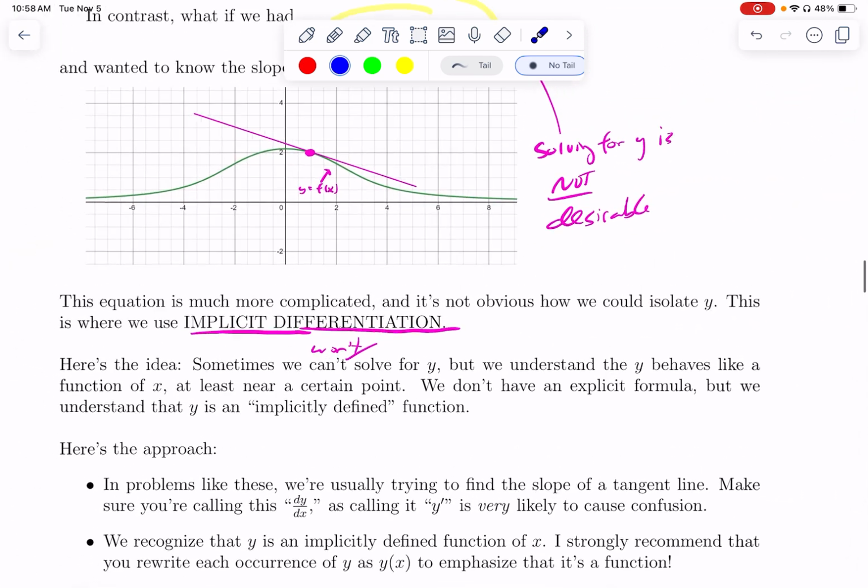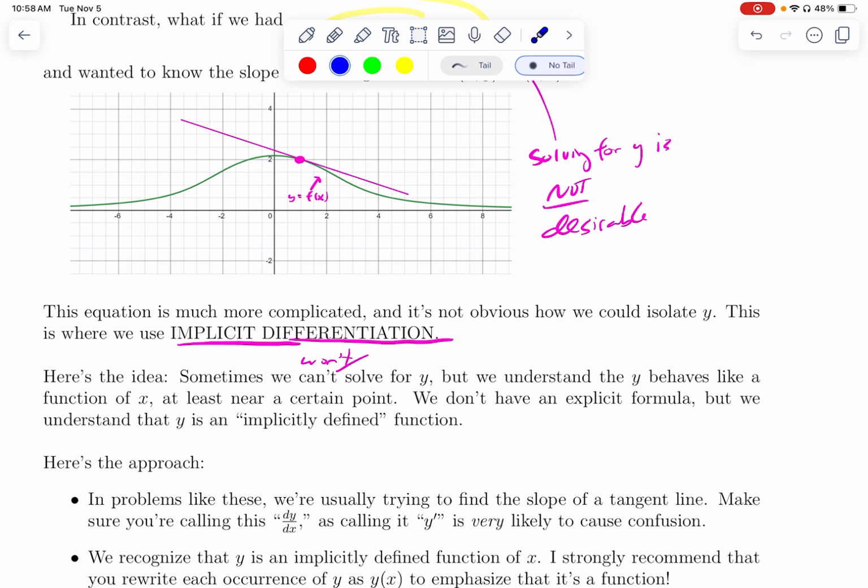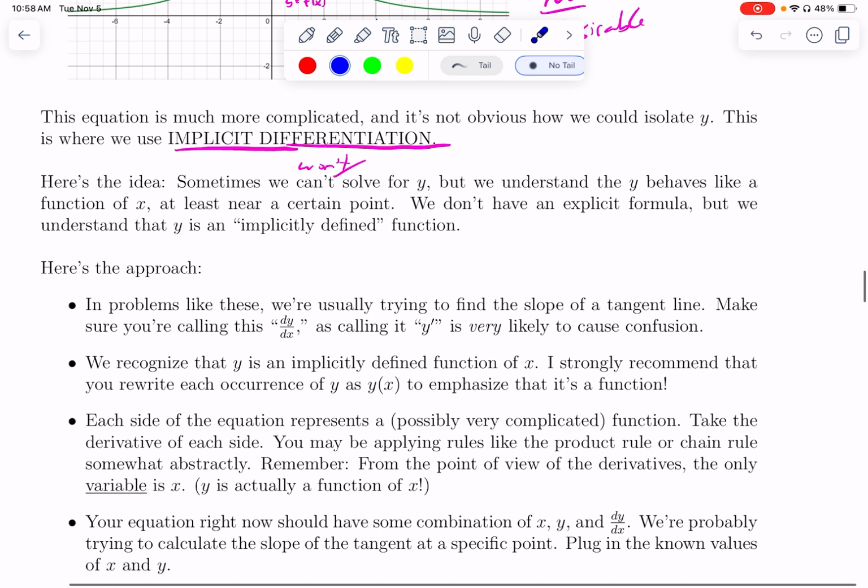So we're thinking of this as what's called an implicitly defined function. We understand that a function relationship is happening. We just don't know its formula. So here's the approach. Usually we're looking to find the slope of the tangent line. And before we do anything, I want to urge you that in cases like this, it's much better to call that slope of the tangent line dy over dx. Even if you're used to the prime notation, don't use it here. It's going to cause confusion.